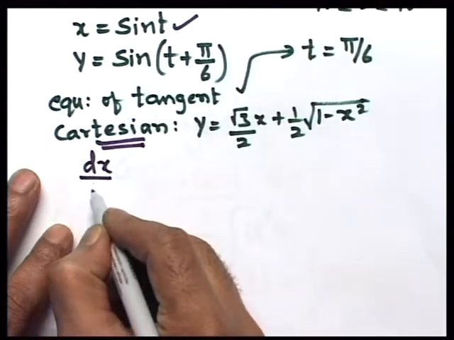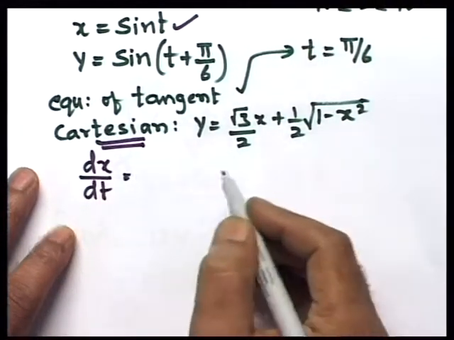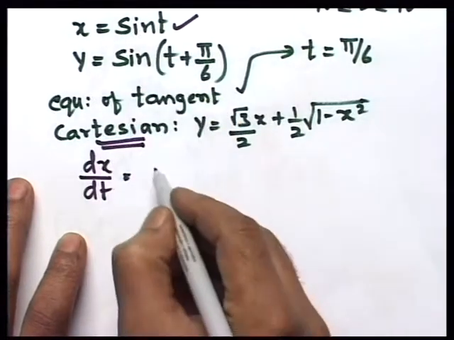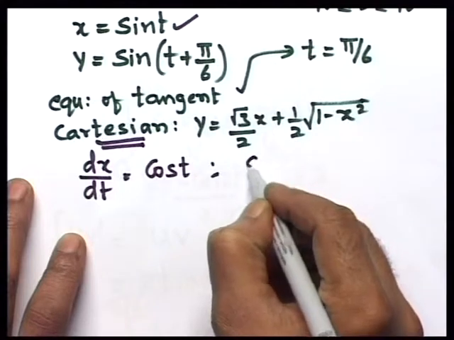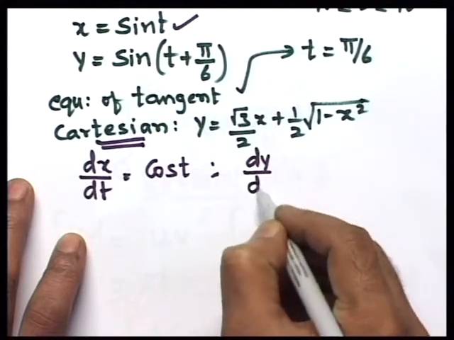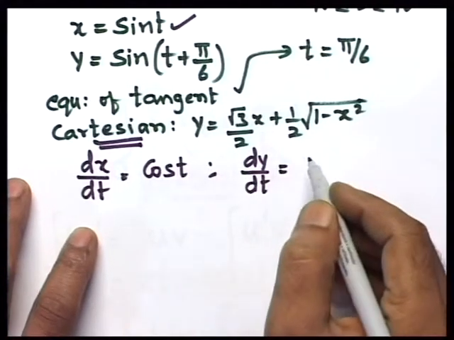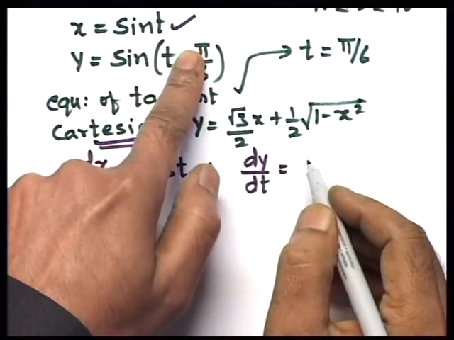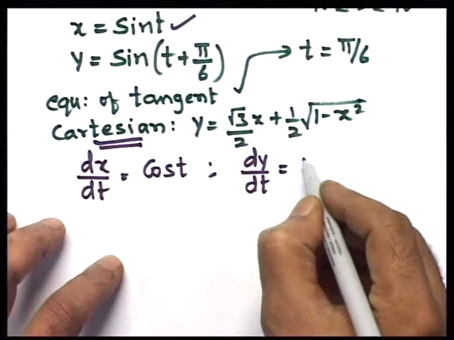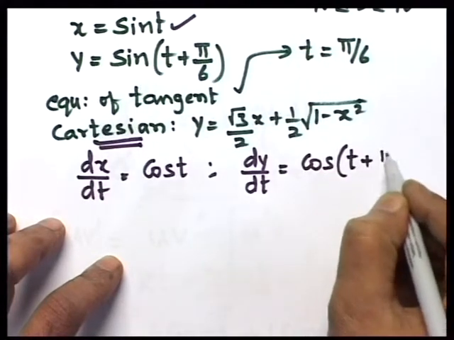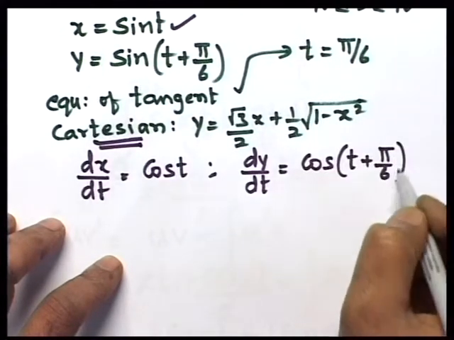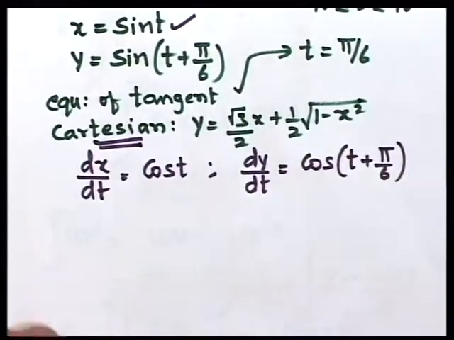dx over dt, as you can see, is nothing but sine theta, which is cos theta. So that's a cos t. Done. Now dy over dt is also sine theta, which is cos theta. So let's write cos, and theta is nothing but t plus pi over 6. By the way, pi over 6 is 30 degrees, as you know.